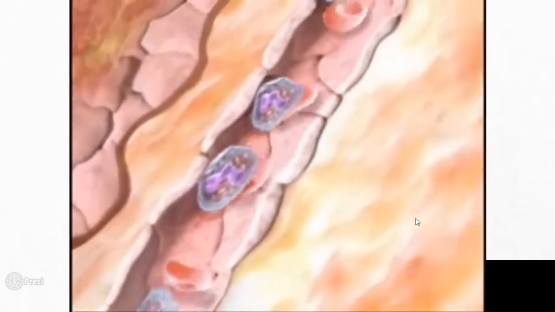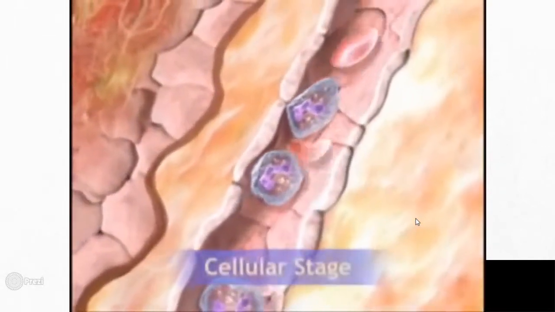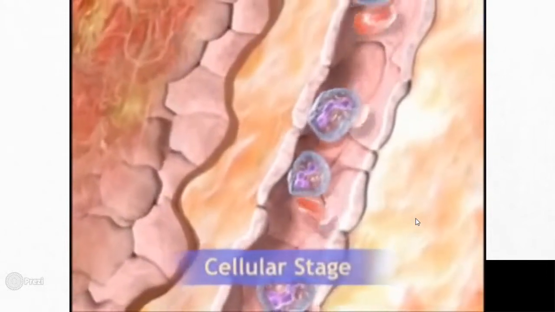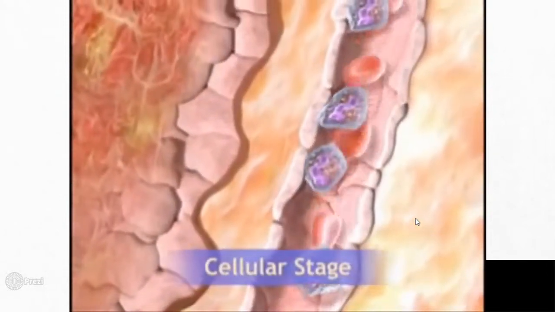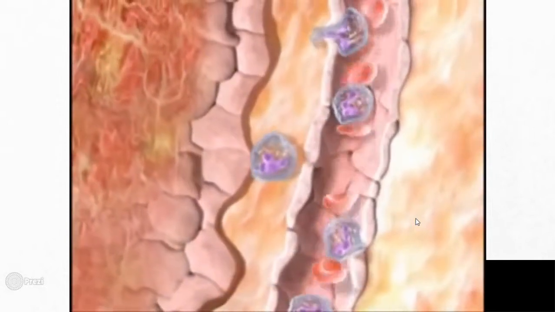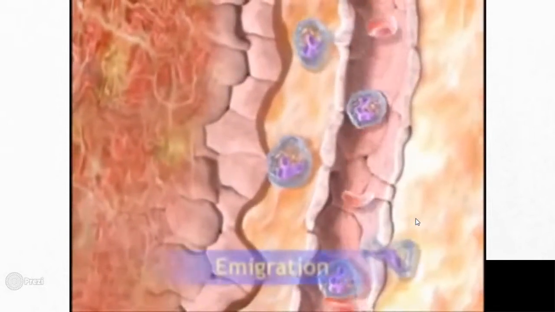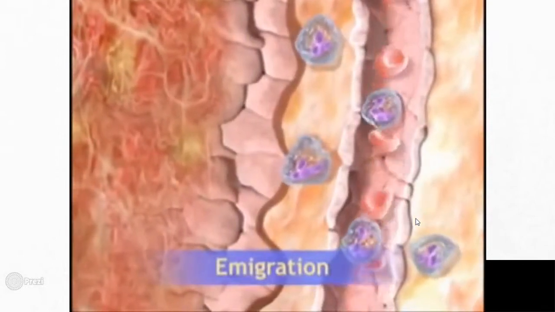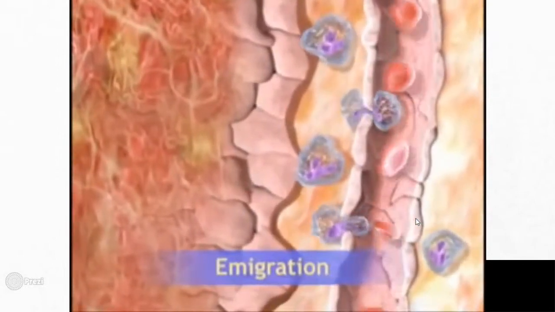The cellular stage of acute inflammation is initiated by the movement of phagocytic white blood cells, or leukocytes, into the area of injury. The leukocytes begin to adhere to the vessel wall, and then, in a process called emigration, squeeze through the wall and move into the inflamed tissue.